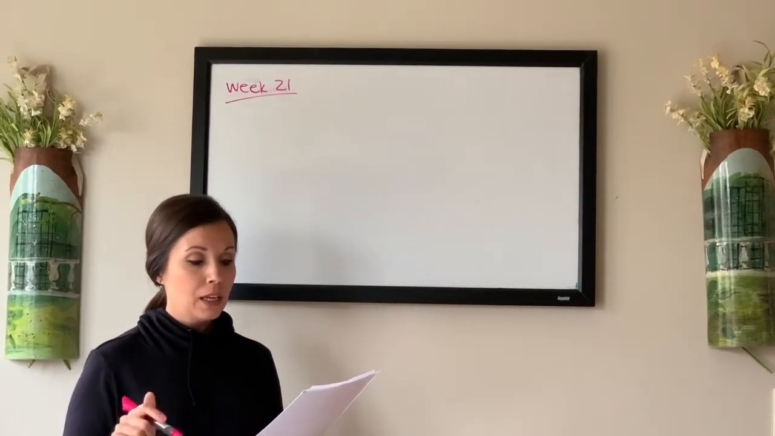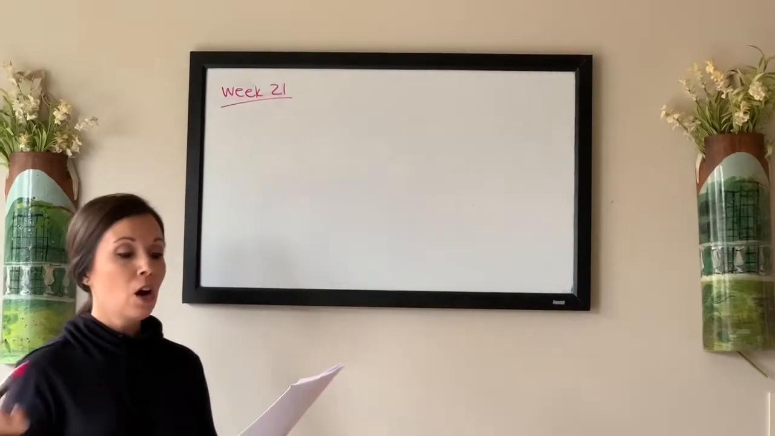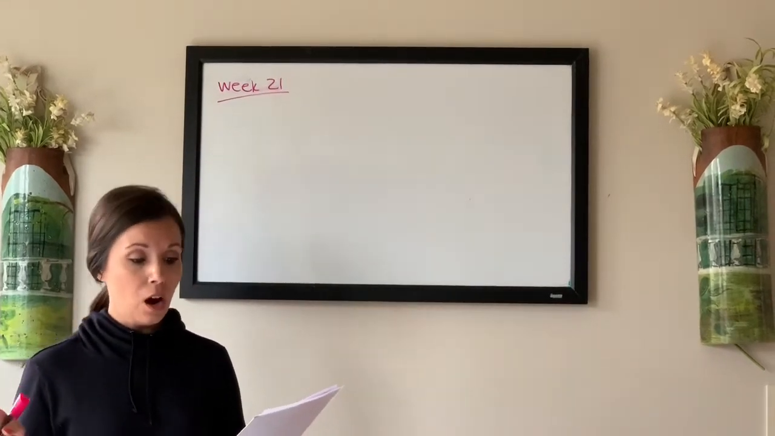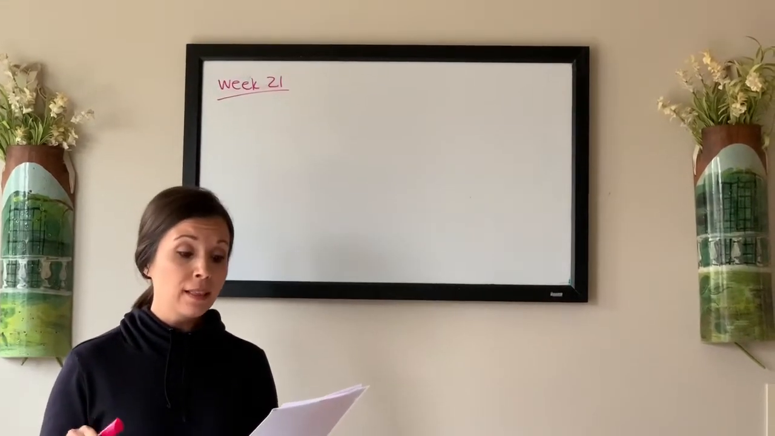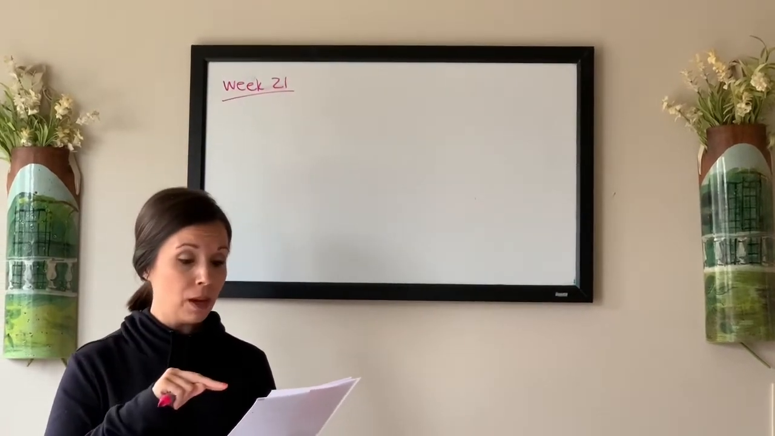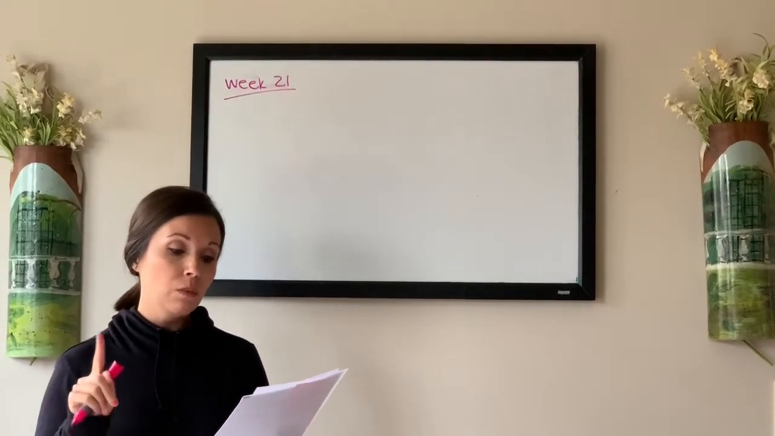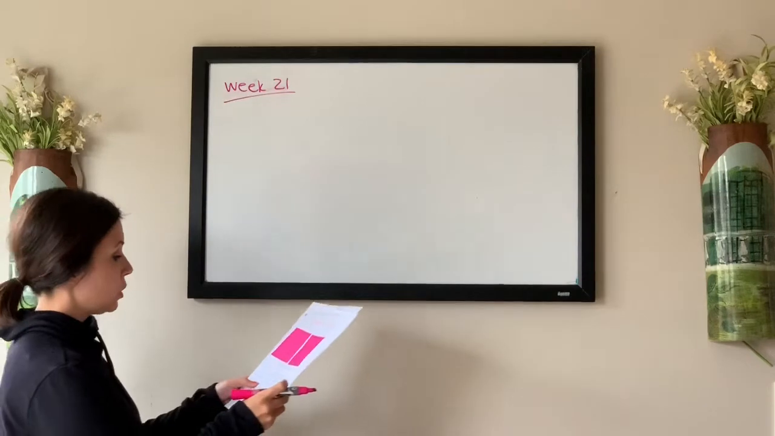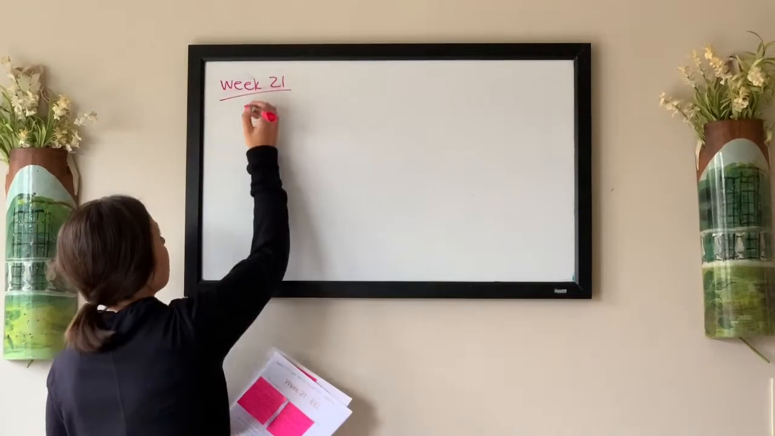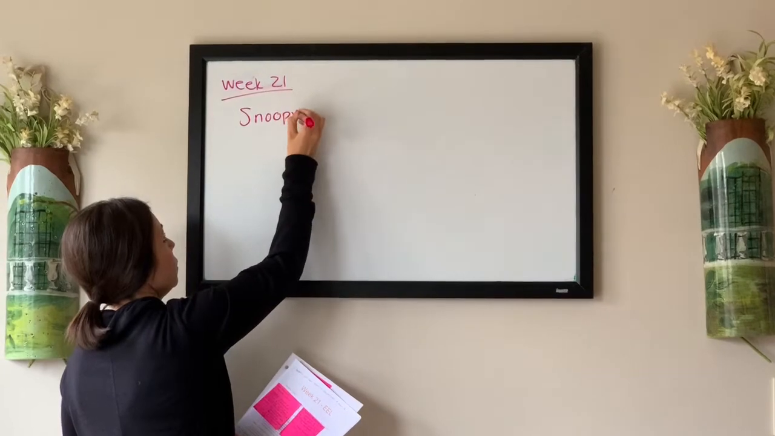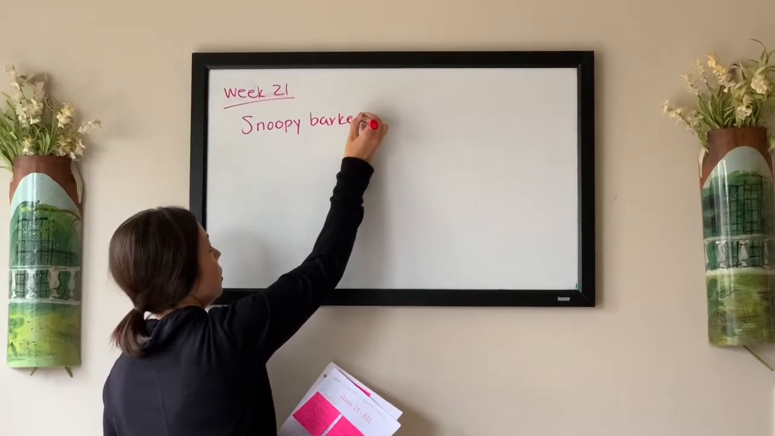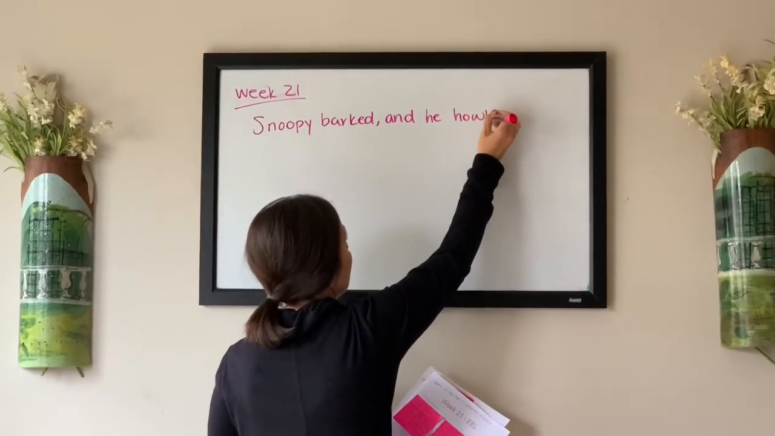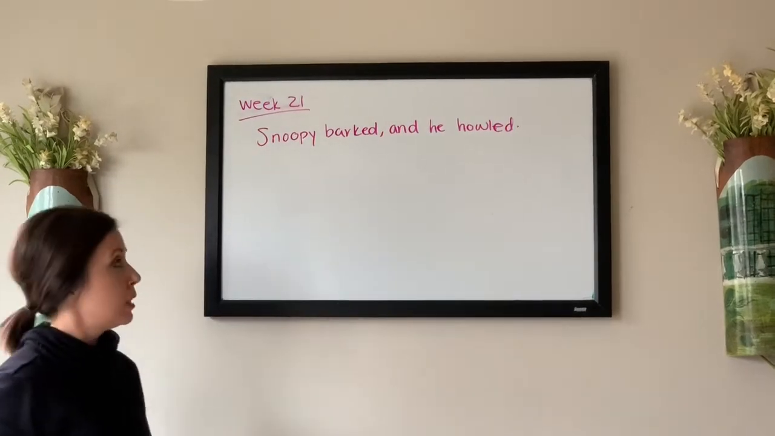Now let's combine two. A compound complex sentence is going to combine both a compound structure and a complex structure. So it's going to consist of at least two independent clauses, like a compound sentence, and at least one subordinate clause. Okay? Let's give some examples. Snoopy barked and he howled.